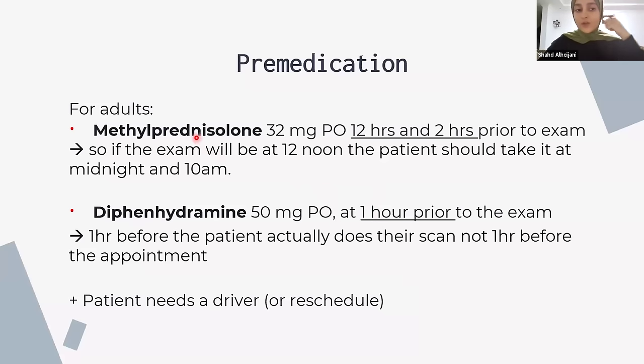So for adults, you give methylprednisolone, 32 milligrams per oral, 12 hours prior and 2 hours prior to the examination. So let's say the exam is at 12, at noon. So when should the patient take methylprednisolone? Patient will take it at midnight, so 12 hours prior, and at 10 a.m., so 2 hours prior to the exam.